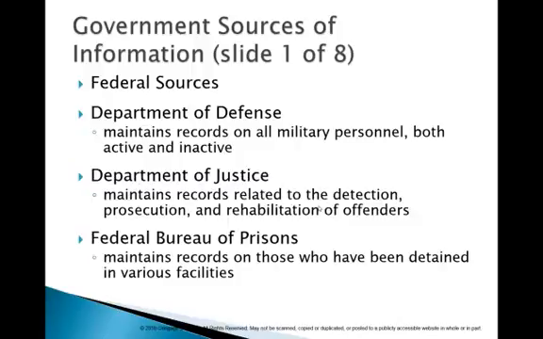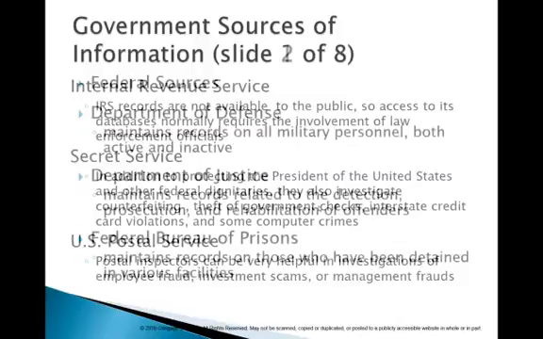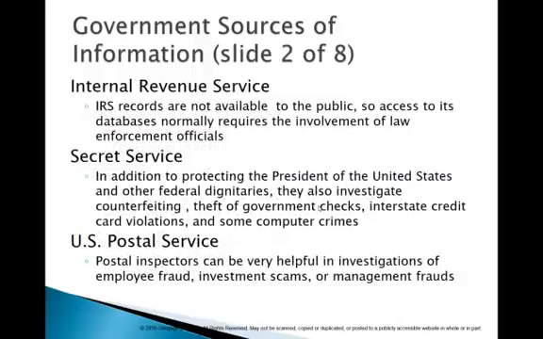I don't want to talk individually about all these different sources of information. But as we go through these slides, you'll be able to see the different sources of information. And in the book, it describes what you can get from the Department of Defense, the Department of Justice. You can obviously find out if they've been in the military, if they have a criminal background. The Federal Bureau of Prisons, find out if they've been detained in prison. IRS, this information is not usually available.